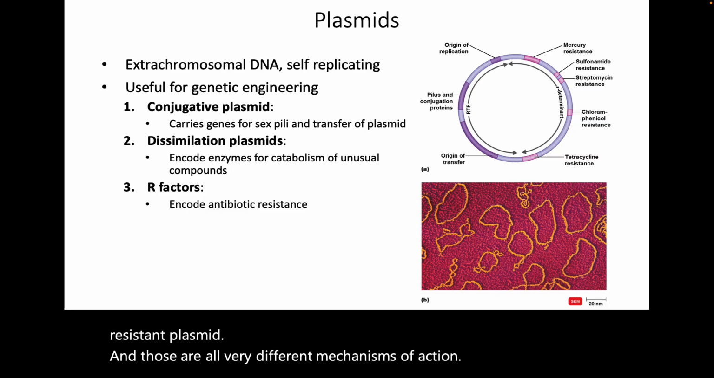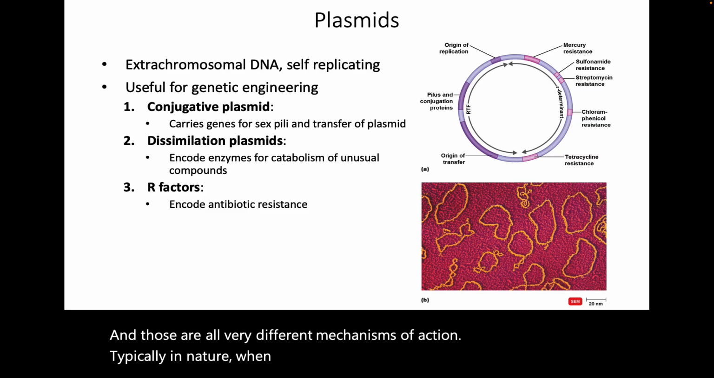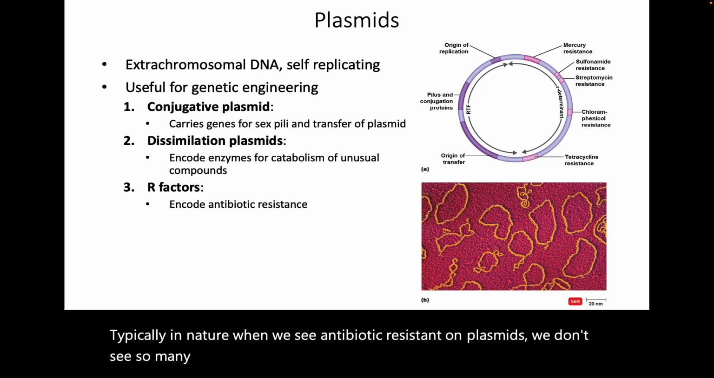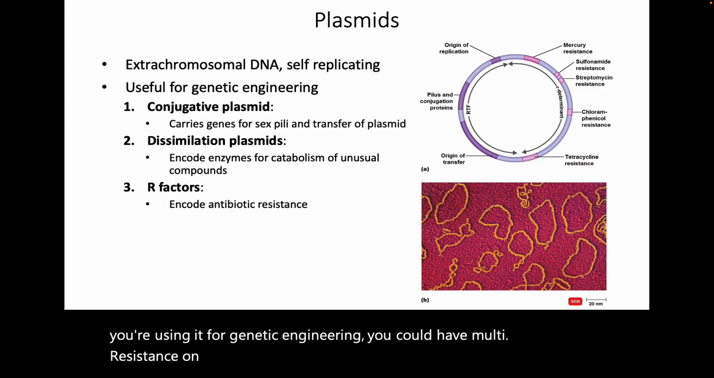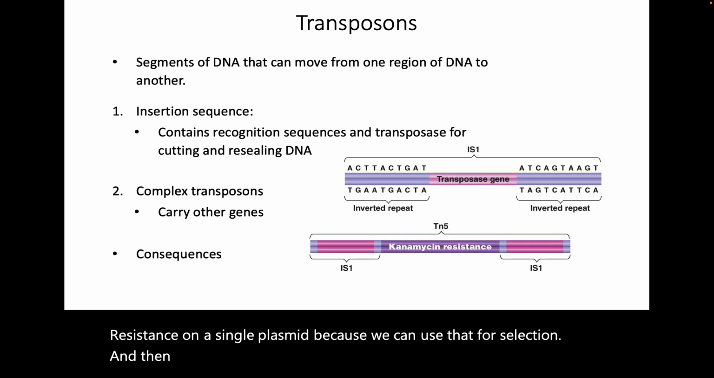Typically in nature, when we see antibiotic resistance on plasmids, we don't see so many genes on a plasmid, but certainly in a laboratory setting, when you're using it for genetic engineering, you could have multiple resistances on a single plasmid, because we can use that for selection. And then, of course, the last mobile genetic elements are the transposons.